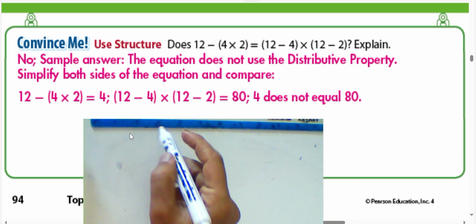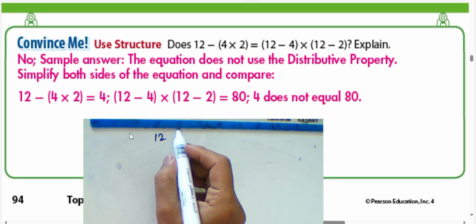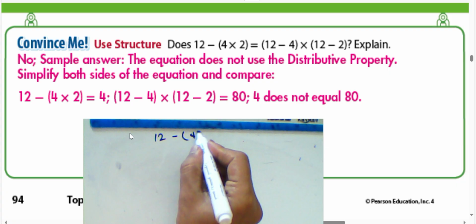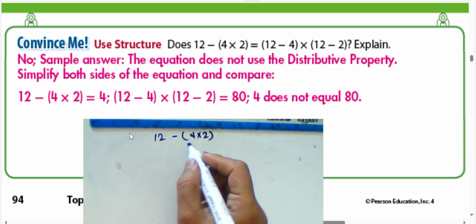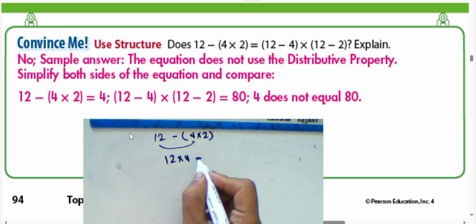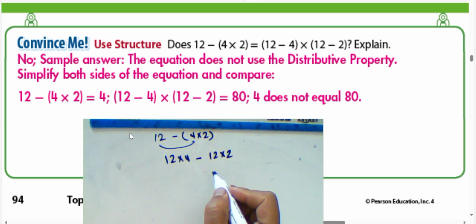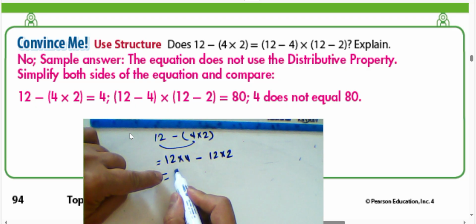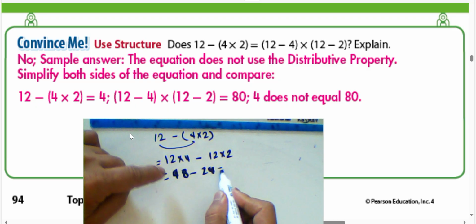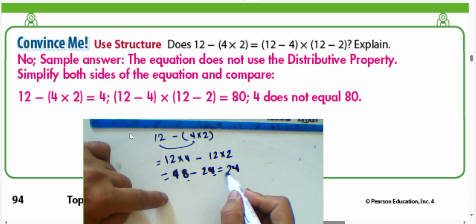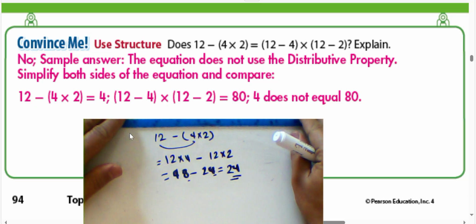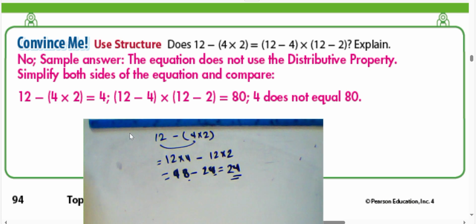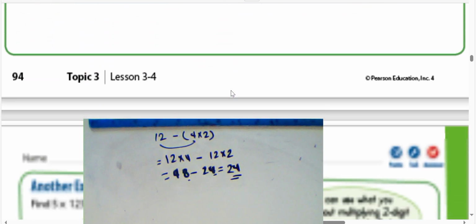Okay, first number we have 12 subtract by, where is the number here? 12 minus 4 times 2. We can write 12 times 4 subtract by 12 times 2 using the distributive property. We must write this. The answer will be 48 subtract by 24. 8 minus 4 equals 4, and 4 minus 2 equals 2. The result will be 24. Okay, then the answer here will be what? It will be 24. Okay, next question.